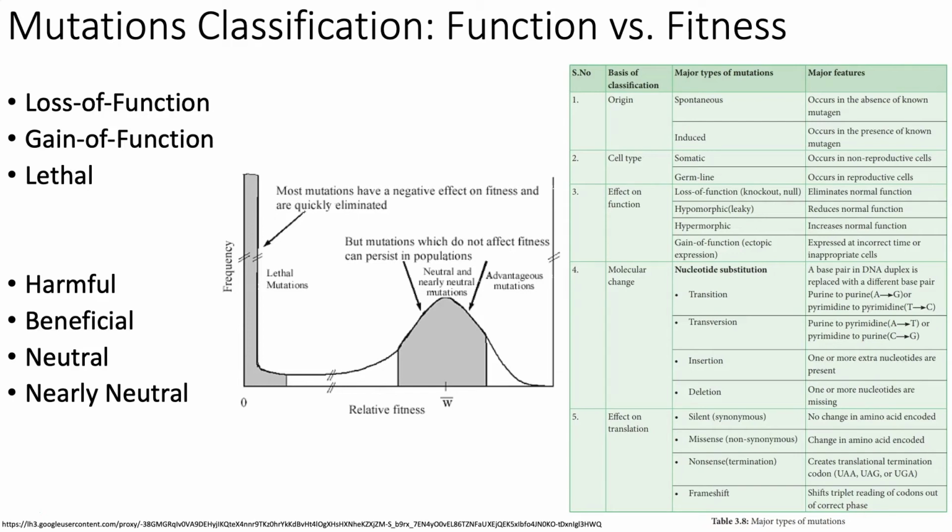Nearly neutral is kind of a tricky one, but basically if you look at the creature and the ones with this mutation are a little bit better, not necessarily super beneficial, but maybe a little bit better, then we call those nearly neutral. But you can see here on the right side, there are lots of different ways to actually classify mutations.